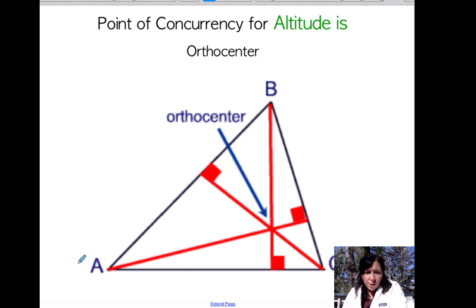And the point of concurrency for the altitudes is called the orthocenter. In an acute triangle, it's going to be inside. But of course, for an obtuse triangle, your orthocenter will be outside of the triangle.